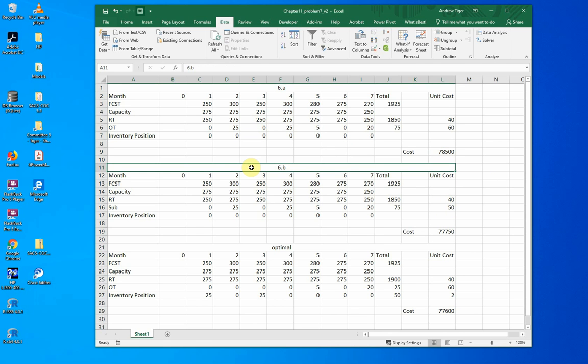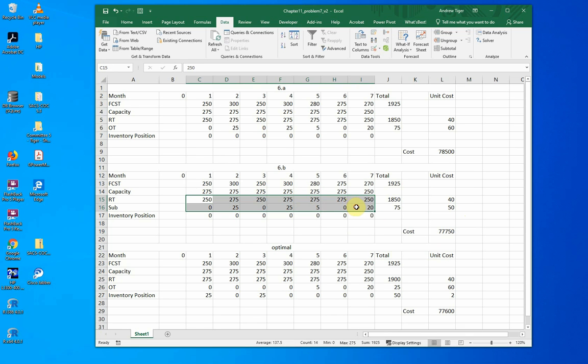In part B, I don't really understand the problem, other than they replace the overtime with a subcontractor, and the subcontractor is cheaper. If you do that, I get the exact same solution. You can use inventory, it does say, but I went ahead and did the exact same thing where I just changed this, so my plan did not change at all.